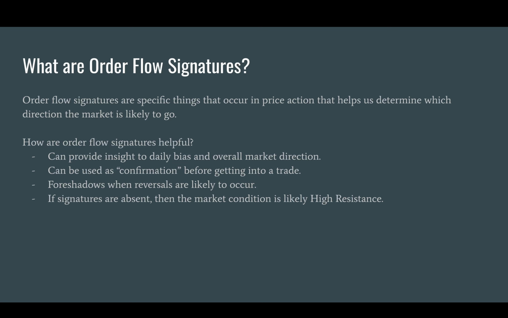They can be used as confirmation before getting into a trade. They foreshadow when reversals are likely to occur. And if these signatures are absent, then the market condition is likely high resistance. And as we covered in the previous lecture, that is not something that we want to be trading in, okay?